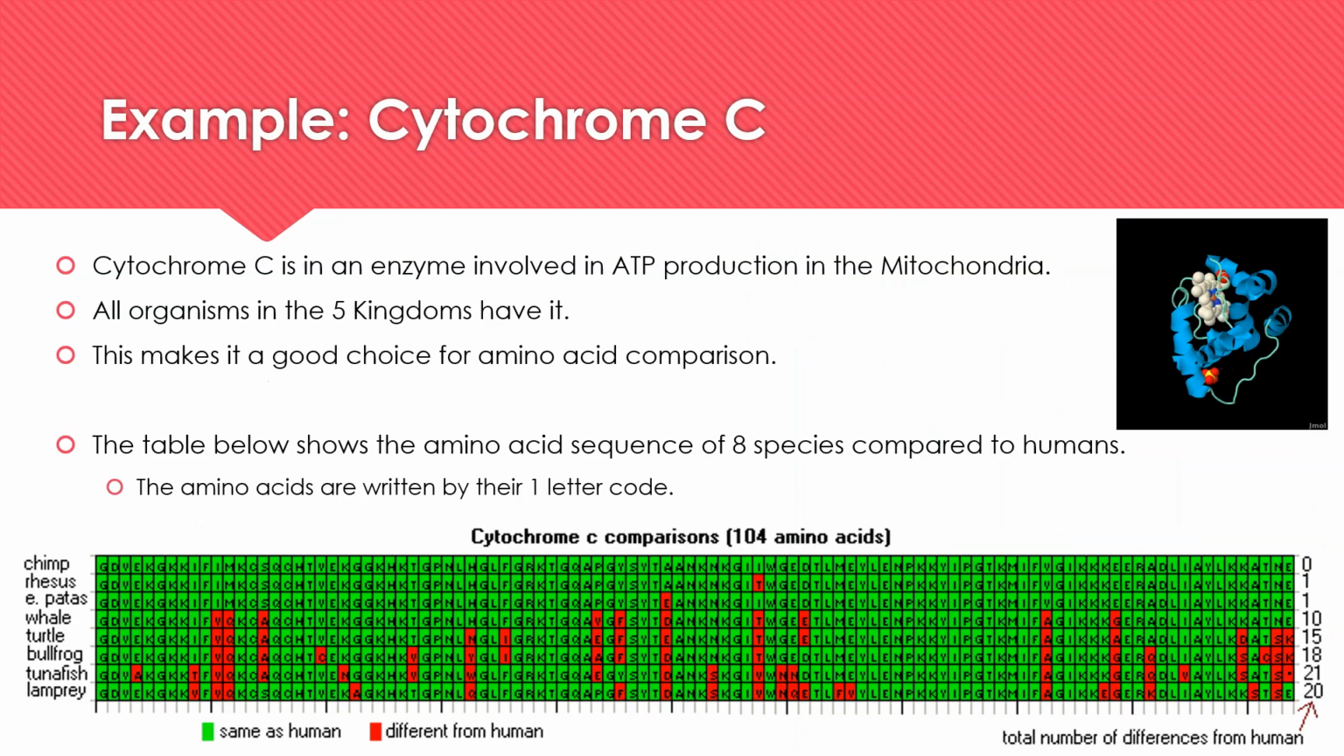𝗍𝗂𝗃 is another molecule that we could look at as an example. It's an enzyme involved in ATP production in the mitochondria. Because lots of organisms are going to be using mitochondria to produce ATP, it's pretty easy to use 𝗍𝗂𝗃 because it's going to be a consistent molecule in all of those situations. All organisms in the 5 kingdoms have it, so it's widespread. It's a great example of something we can use for amino acid comparison.